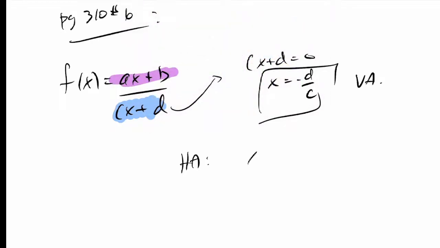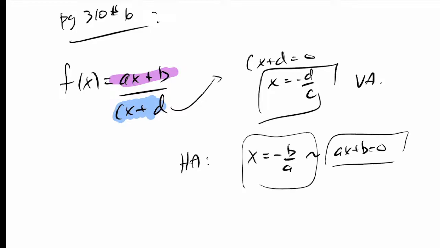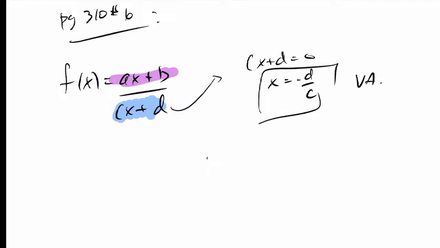The horizontal asymptote of this function occurs when the top is 0. So when the top is 0, that happens when x is equal to negative b over a. How did I get that? I just set the top equal to 0 and solved, and you get negative b over a. So this rational function has a vertical asymptote at negative d over c, a horizontal asymptote at negative b over a. Oh, sorry, not horizontal. That's a root, not a horizontal asymptote. What did they ask? Did they ask for roots? Oh, sorry, they asked for horizontal. That's wrong.